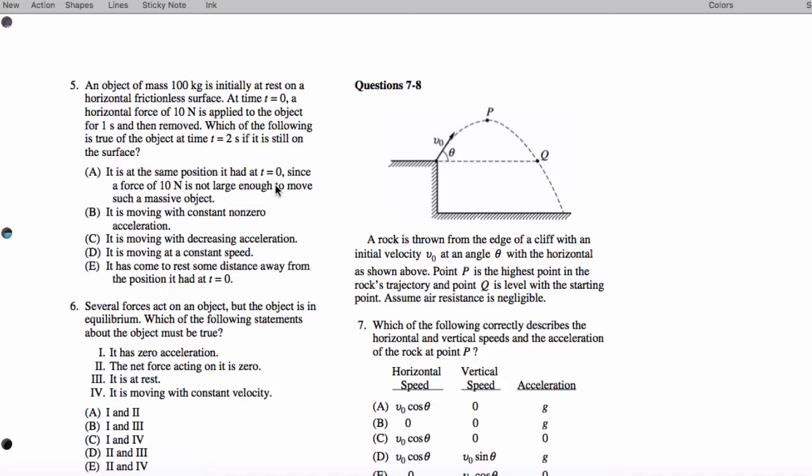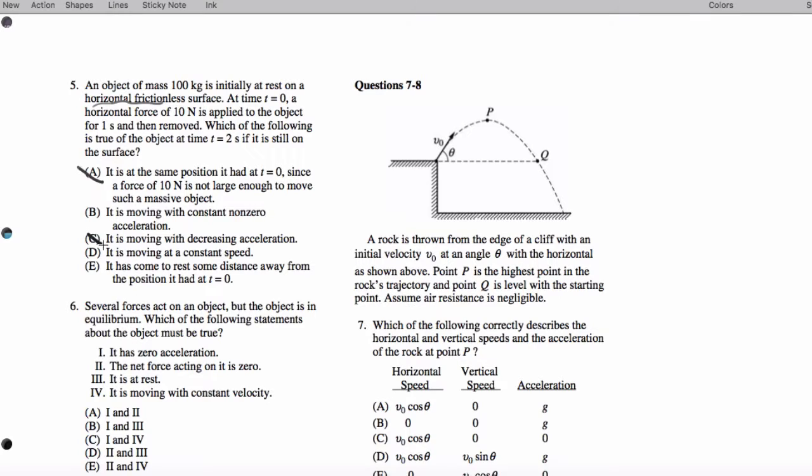And then number 5, an object of mass 100 kilograms is initially at rest on a horizontal surface. A 10 Newton force is applied to the object for 1 second and then removed. Which of the following is true? The object at time t equals 2 is at rest if it is on the surface and it's a frictionless surface. False. It will start moving.